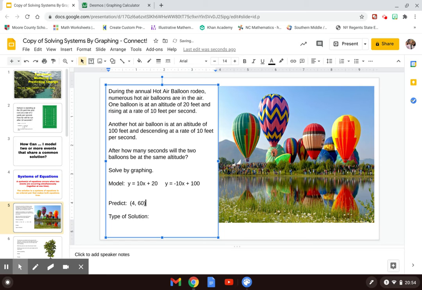60. And I will say the balloons will both be at 60 feet after 4 seconds. All right, so that's when the two balloons will meet at the same altitude, 60 feet after 4 seconds.